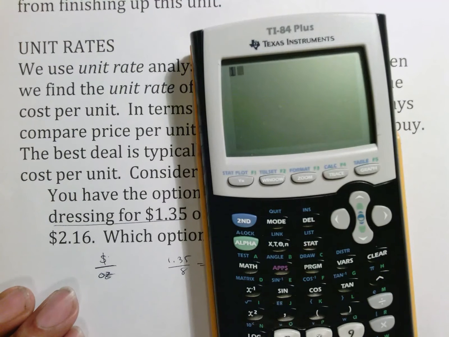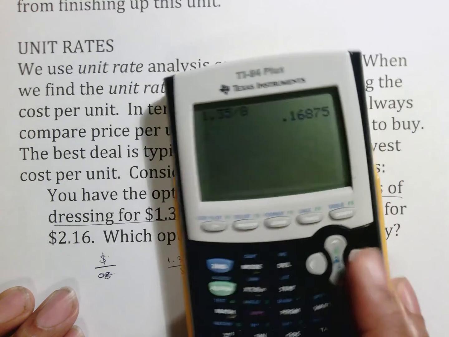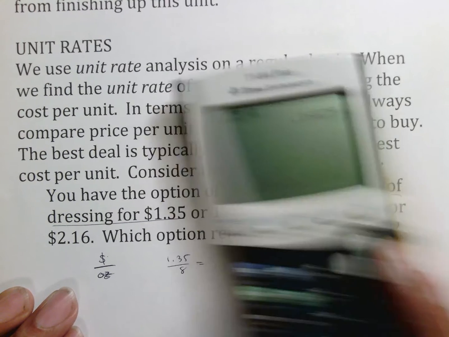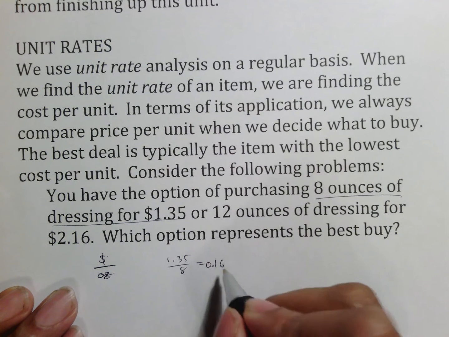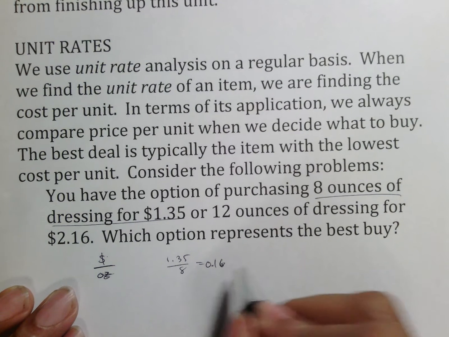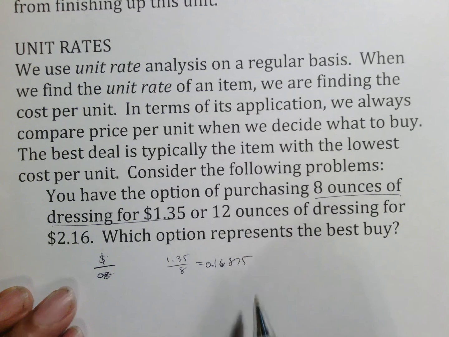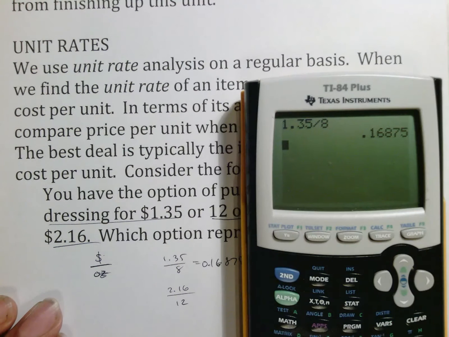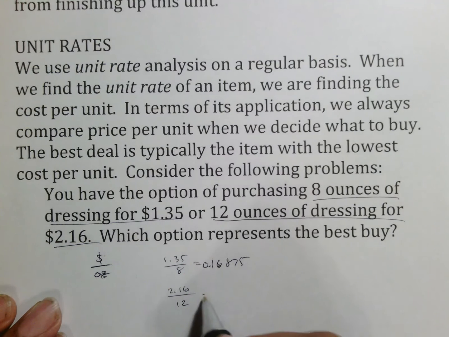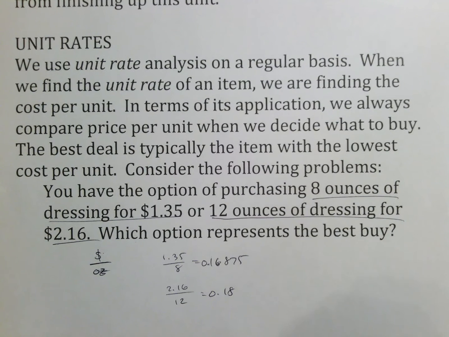You just do the cost, which is $1.35, divided by the number of ounces, and we'll just write the decimal, 0.16875. The second one is 12 ounces for $2.16. So if I want the unit cost, I do $2.16 divided by 12, and I get 0.18. And so which one is the best buy?